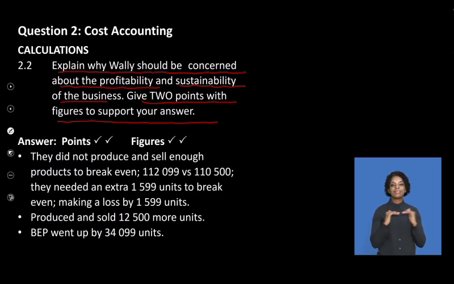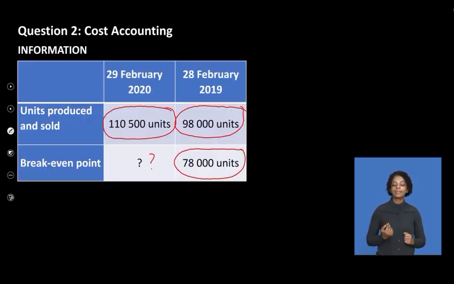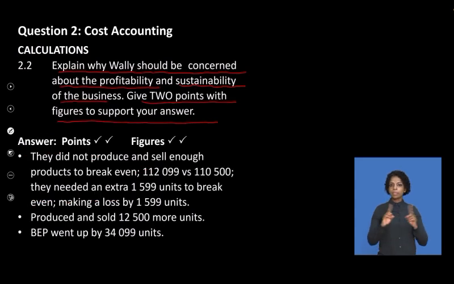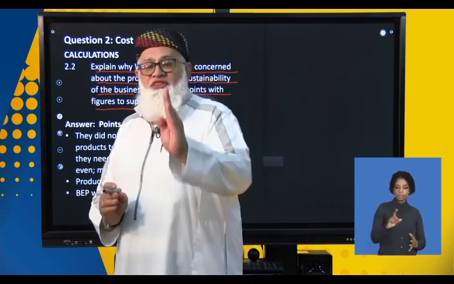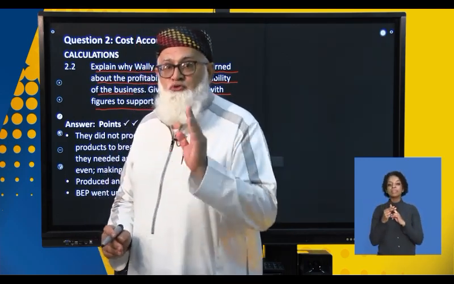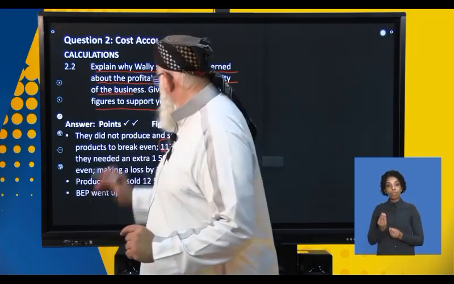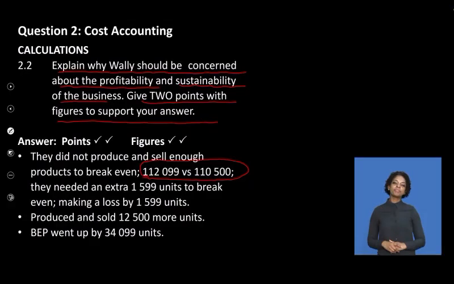Why? Let's look at the information. What do we have here? The units produced and sold was 110,500, right? However, my break-even point was 112,099. Can you see? A comparison. You're drawing a comparison between the number of units produced and sold as opposed to the number of units that you had to produce to break even. There you can clearly see. There's your break-even point.